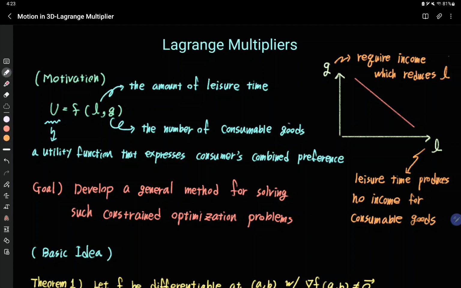of the problem. For example, increasing leisure time may increase utility, but leisure time produces no income for consumable goods. Similarly, consumable goods may also increase utility, but they require income, which reduces leisure time. So L and G, as you can see here in the graph, have an inverse relationship. So the goal in this video is to develop a general method for solving such constraint optimization problems. So here's a basic idea.